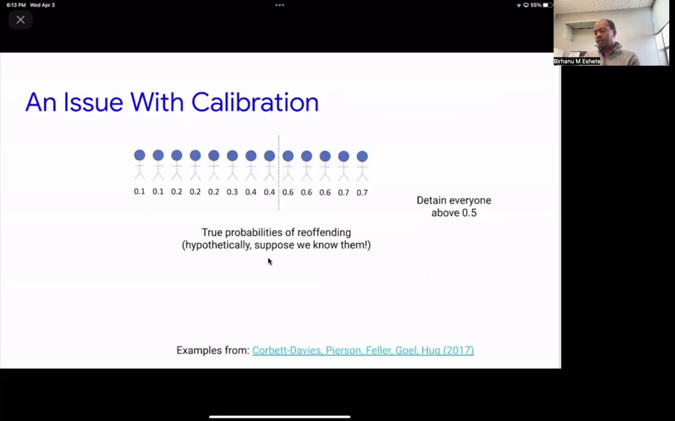Another issue with calibration is demonstrated here with a hypothetical example, right? So we have a threshold which says detain everybody above 0.5. So these are scores. So we're saying these are true probabilities of reoffending. So hypothetically, maybe we know them, but in practice, it might be really hard to predetermine this, okay? This is just to assume that we know them for the sake of this demonstration.